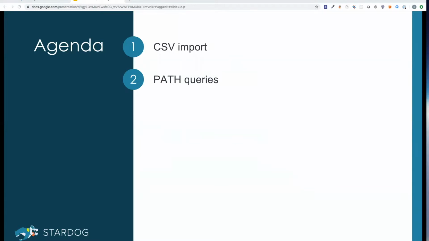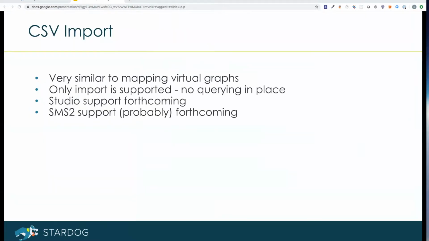I decided to make an agenda. We're doing CSV import followed by path queries. So when we're talking about doing CSV imports, it's very similar to what we went over when we were talking about mapping the virtual graphs.